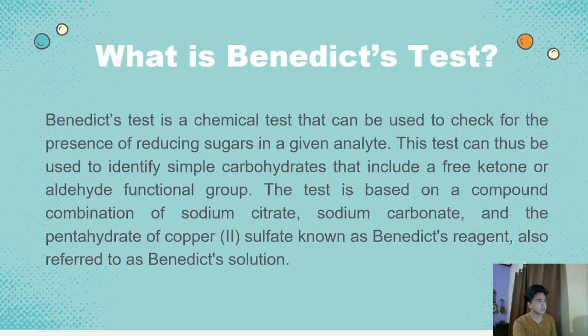So, let's start. What is Benedict's test? Benedict's test is a chemical test that can be used to check for the presence of reducing sugars in a given analyte. This test can thus be used to identify simple carbohydrates that include a free ketone or aldehyde functional group. The test is based on a combination of sodium citrate, sodium carbonate, and the pentahydrate of copper sulfate, known as Benedict's reagent, also referred to as Benedict's solution.